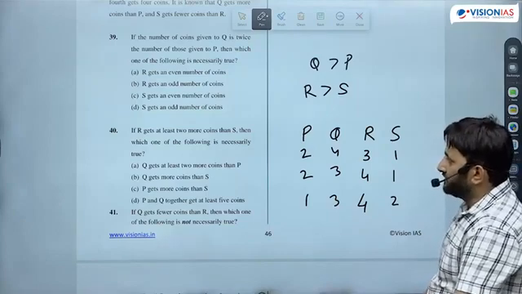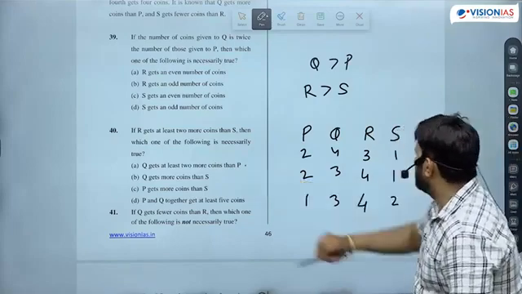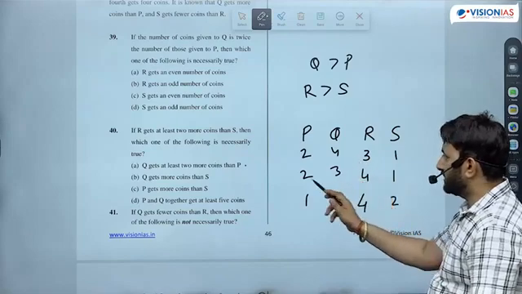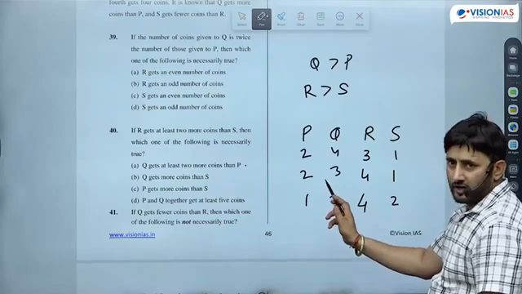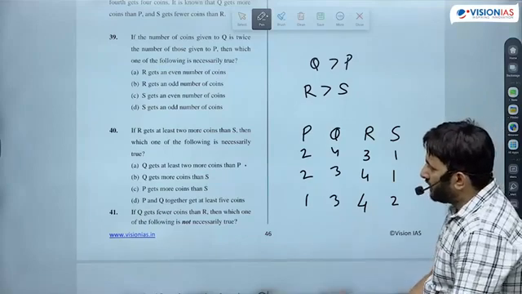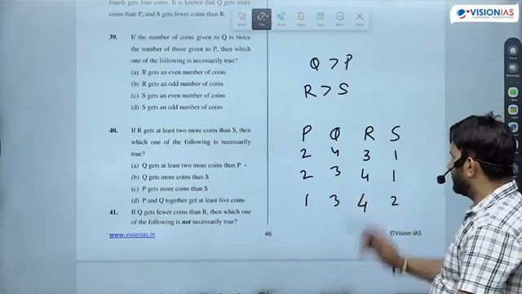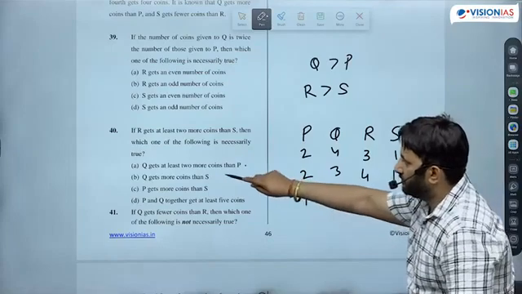Which one of the following is necessarily true? First, Q gets at least 2 more than P. No, here Q is getting 1 more, na? है ना? Not at least 2 more. Next, Q gets more than S. Yes. In all the cases, Q is getting more than S. So, B is the correct answer.